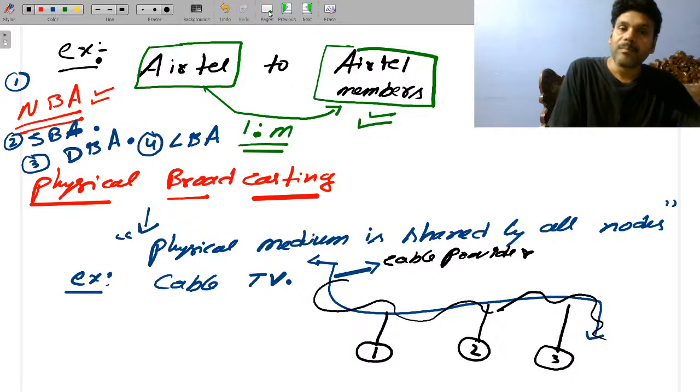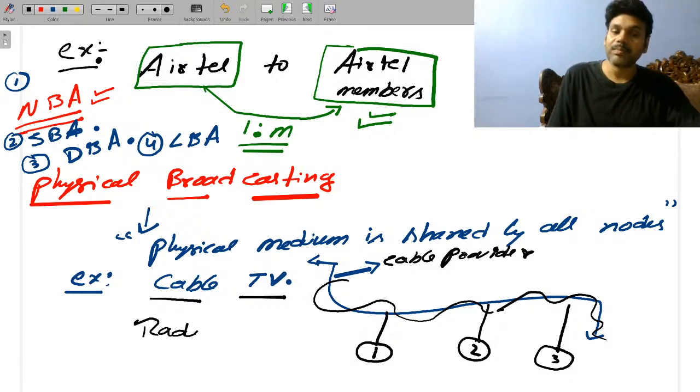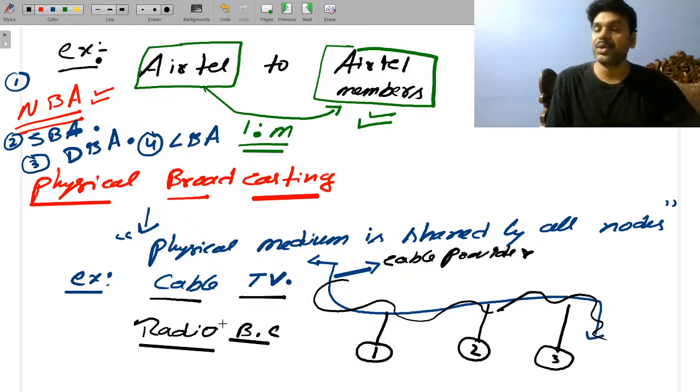Now, one example is cable TV or radio broadcasting, as I also said. There also, if you are tuned to one particular frequency, and all are tuned to the same frequency, then what is going to happen? Whatever the radio broadcaster broadcasts, we are going to get at the same time. So there your frequency is shared by multiple people.